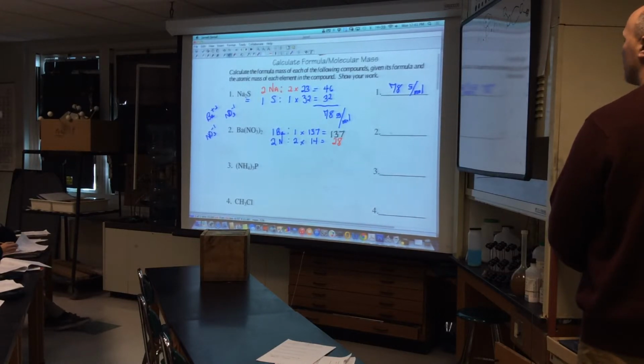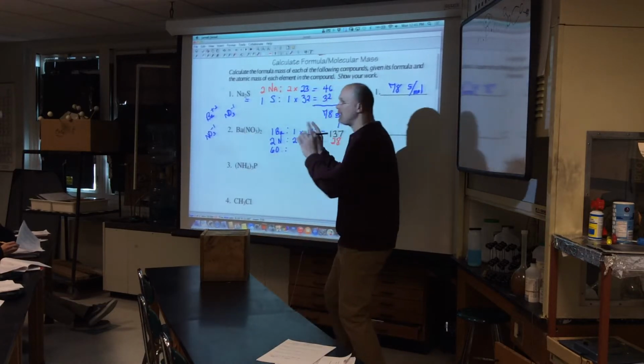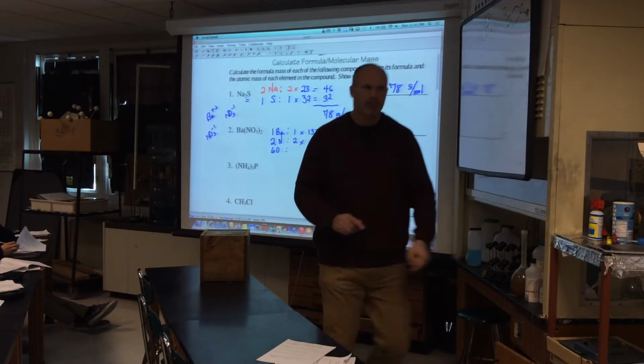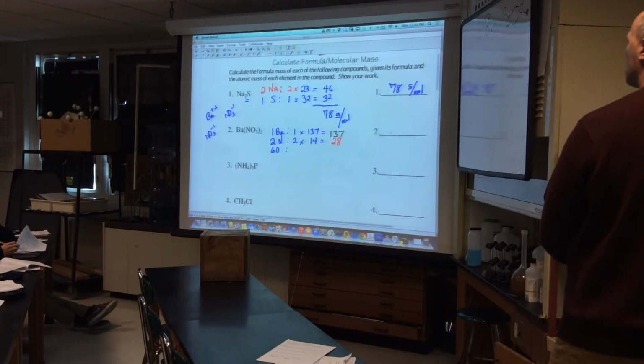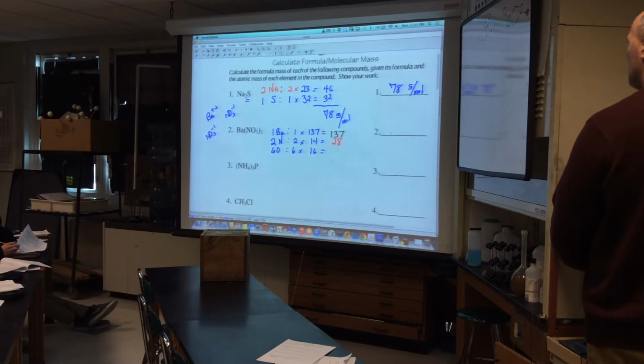How many O's do we have? We have 6 oxygens. The hardest part in this process is getting how many atoms in 1 mole. This means, guys, in 1 mole of barium nitrate, there are 6 moles of oxygen atoms. Everybody cool with that? So 6 times the atomic mass of oxygen, 16, that would be 96. Add this together, what do we get here? 261.